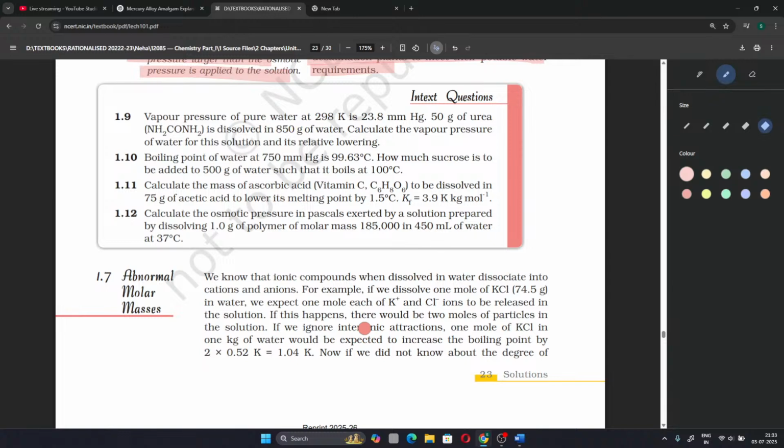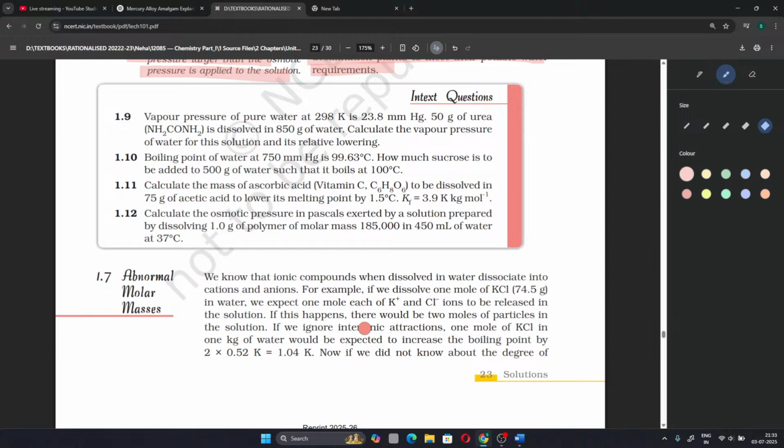We substitute a different value here and we will get the answer from the formula. Calculate the mass of ascorbic acid, vitamin C, C6H8O6, to be dissolved in 75 grams of acetic acid to lower its melting point by 1.5 degrees, where they gave the cryoscopic constant to be 3.9 Kelvin kg per mole.